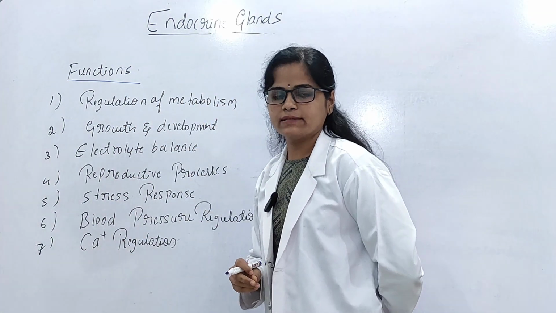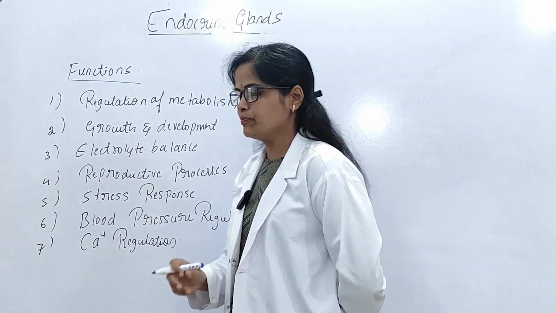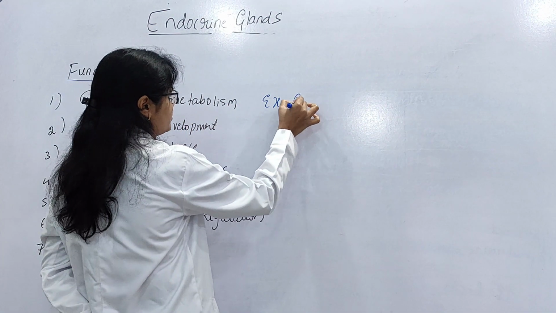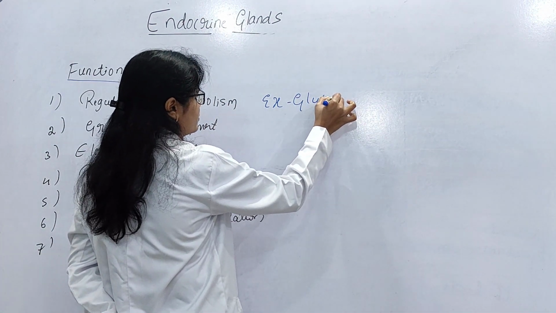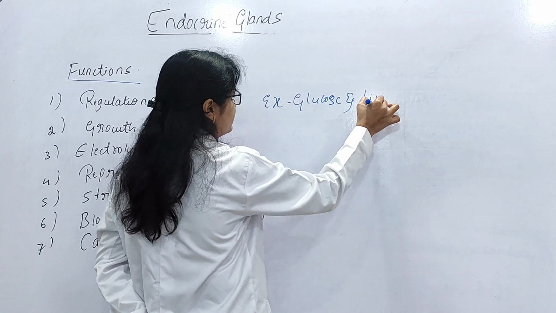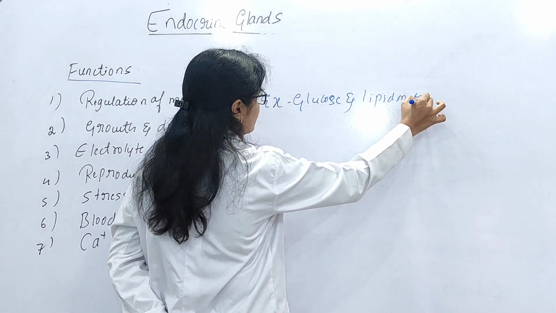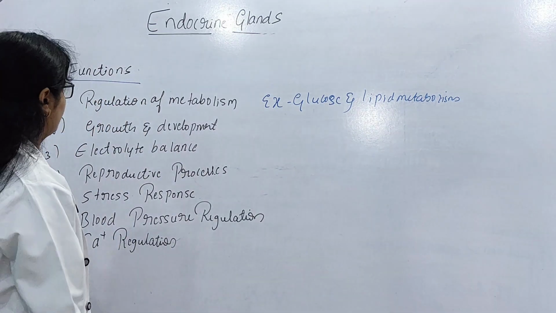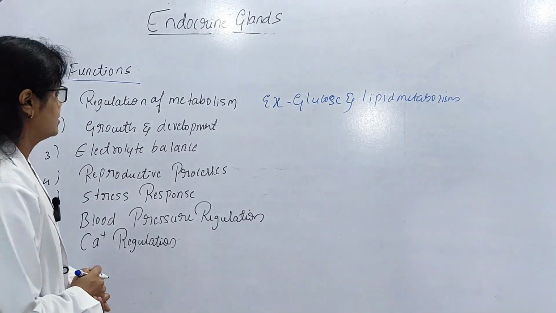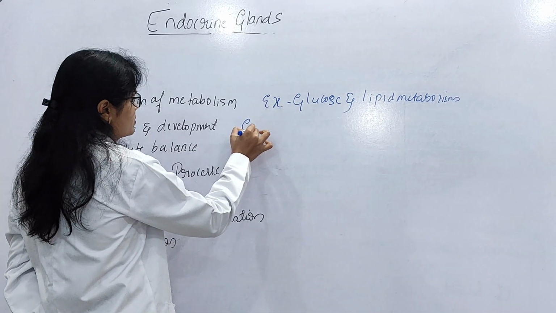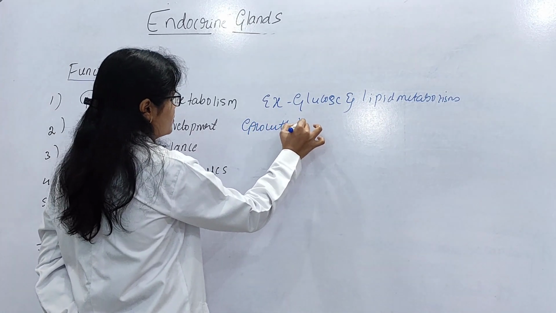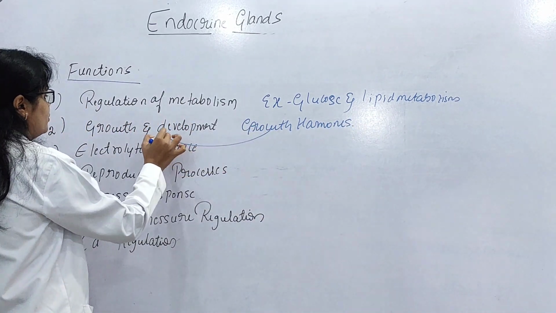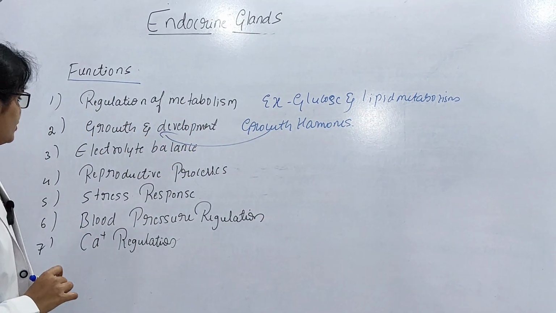Endocrine glands help in the regulation of metabolism. Example, glucose and lipid metabolism. And also they help in growth and development. The endocrine glands produce growth hormones. These hormones are helpful for growth and development.